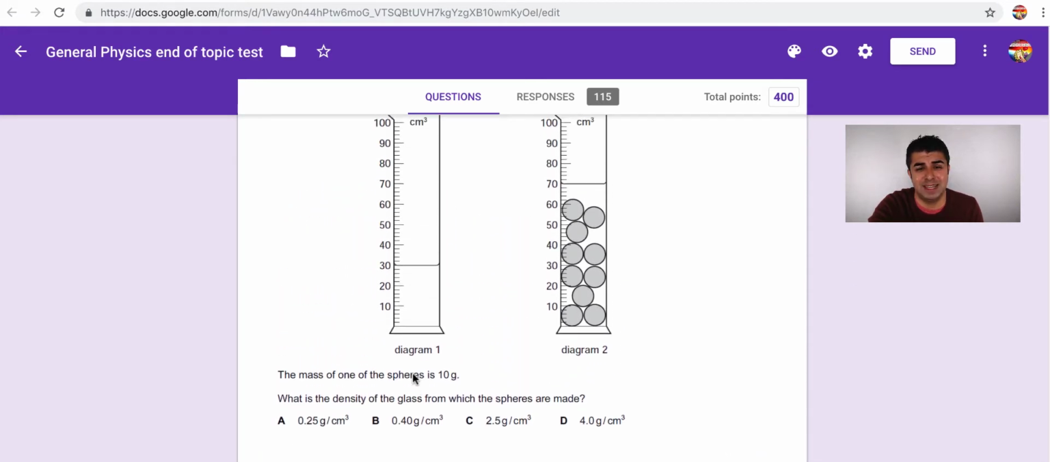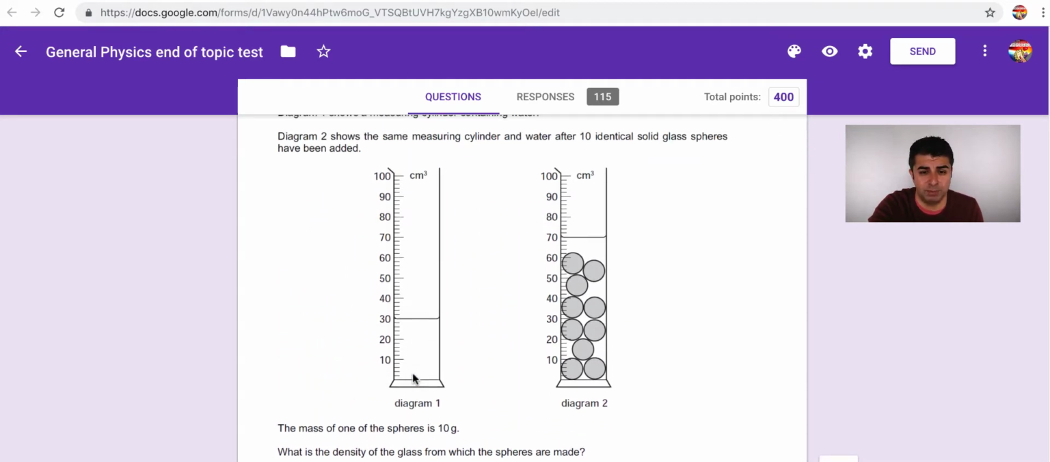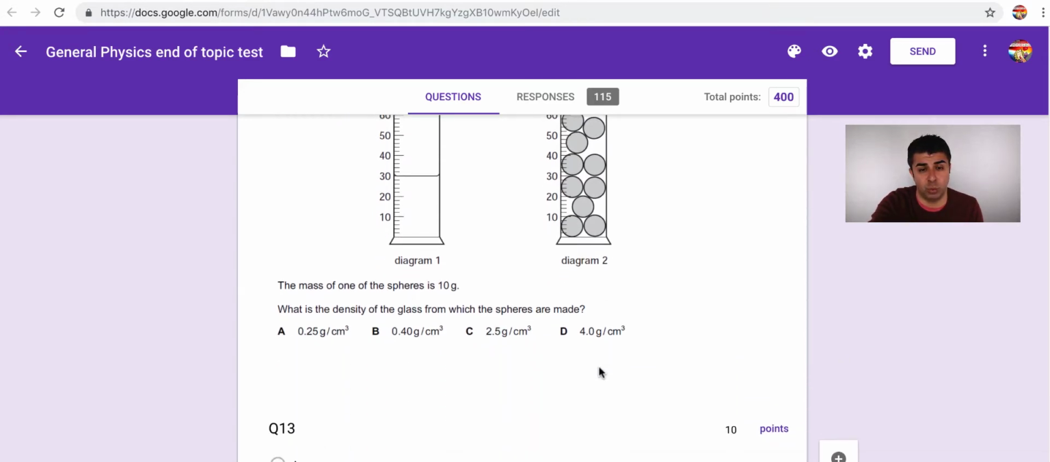Now guys, density equals mass divided by volume. And what we've got here is a volume of 70 and a volume of 30. So 70 minus 30 is 40. But that's not for one sphere. That is for 1, 2, 3, 4, 5, 6, 7, 8, 9, 10. So 40 centimeters cubed is the volume of 10 spheres. So if we divide that by 10, we can find the volume of 1, which is quite clearly 40 divided by 10, which is 4.